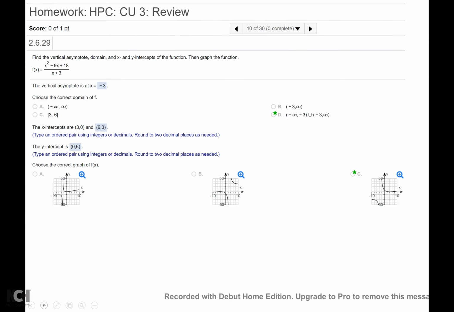All right. Vertical asymptotes, domain, x and y intercepts, then graph. Vertical asymptotes, you set the denominator equal to 0, so x equals negative 3. The domain of the function, well, if we look at the graph of it, we have an asymptote at negative 3, they're counting by 2, so there it is.